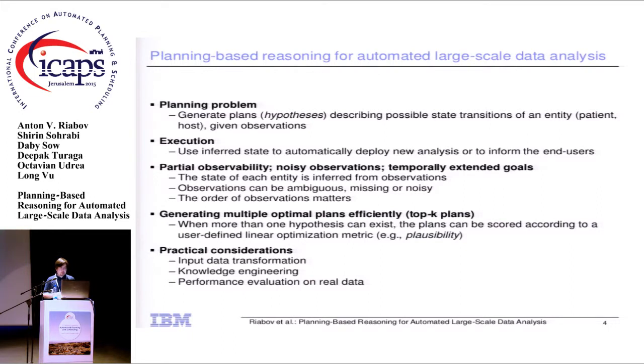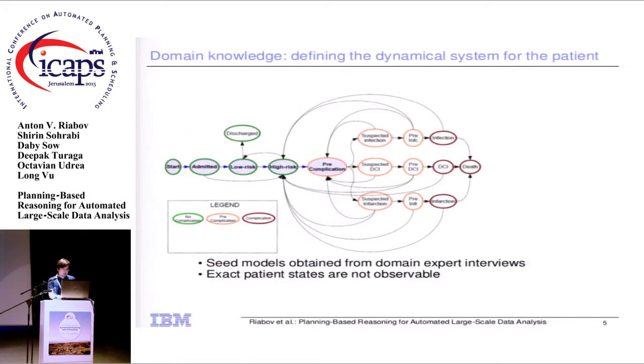And I will come back to how exactly that works. There are some practical considerations in building a system like this. There is a need to transform the input data to create the observations. There are knowledge engineering challenges, of course, in developing the planning domain. And we are also concerned with performance because this has to work on very large networks, for example, analyzing data from a lot of machines.